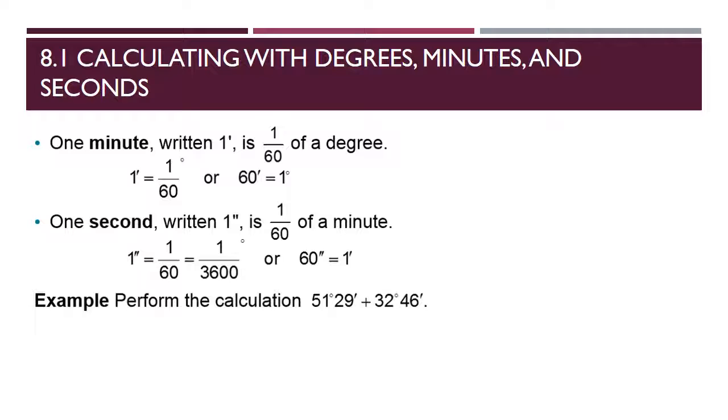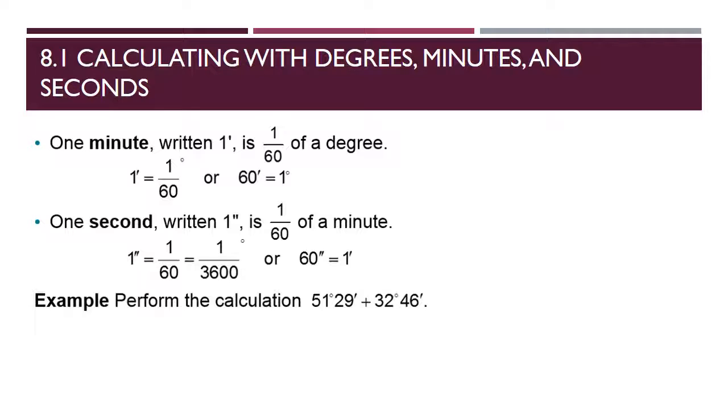1 second is written as a 1 with what looks like a quotation mark next to it, and that is 1/60th of a minute. So 1 second is 1/60th of a minute, or 1/3600th of a degree. Or another way of putting it is that 60 seconds equals 1 minute, which kind of makes sense.